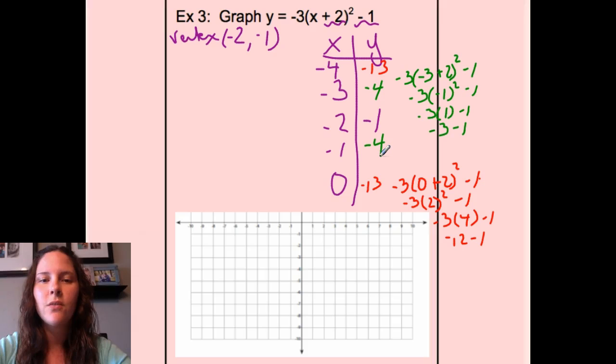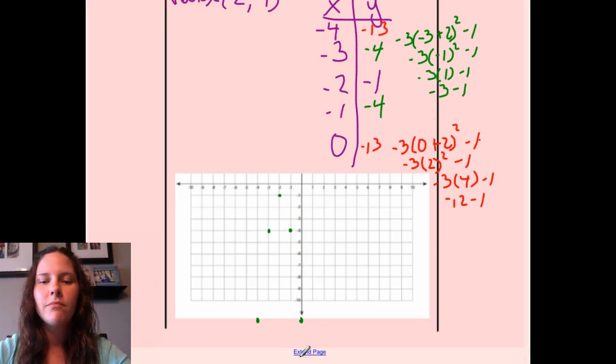Graphing those values, starting with (negative 4, negative 13). Again, that one would be off the graph. (Negative 3, negative 4). Our vertex at (negative 2, negative 1). (Negative 1, negative 4). And (0, negative 13). So this one's really skinny. But again, when you graph this one, do your absolute best to make that rounded curve at the vertex.